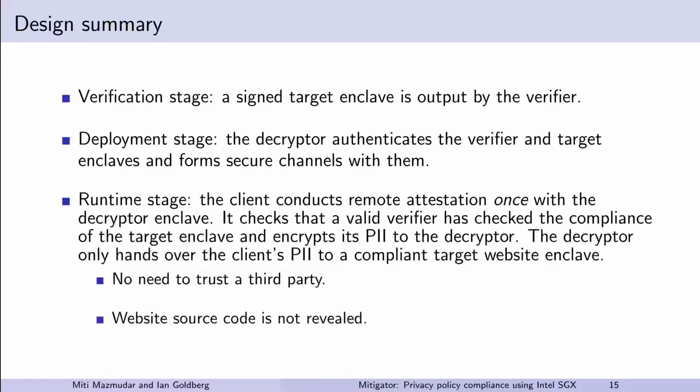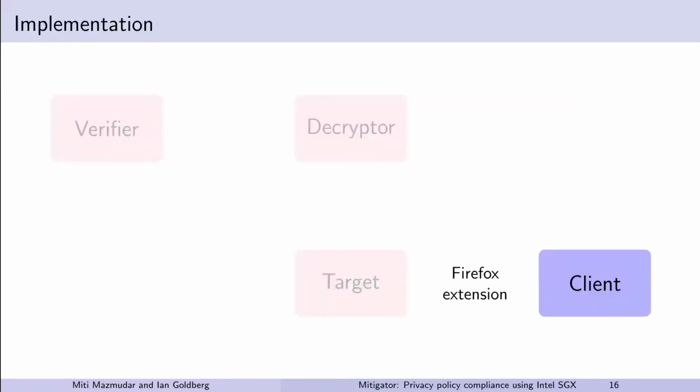We now provide an overview of the implementation of our prototype. Our client is a Firefox extension. Our decryptor is built within the native SGX SDK setup, so it consists of an untrusted application that communicates with the verifier and target, and a trusted application that performs cryptography operations.